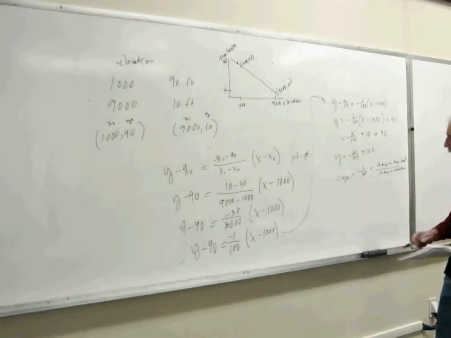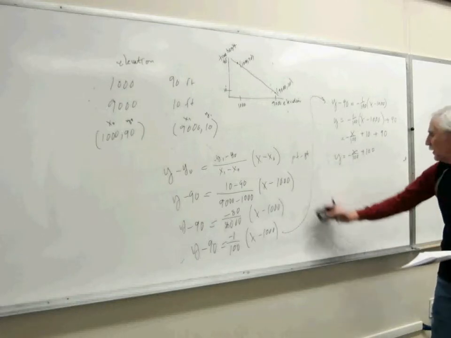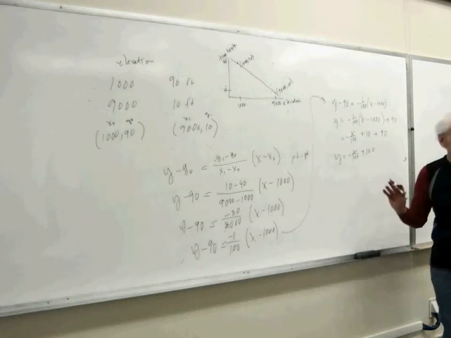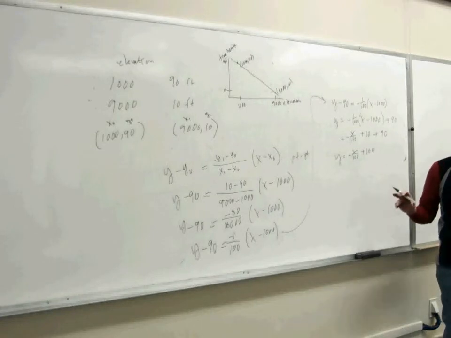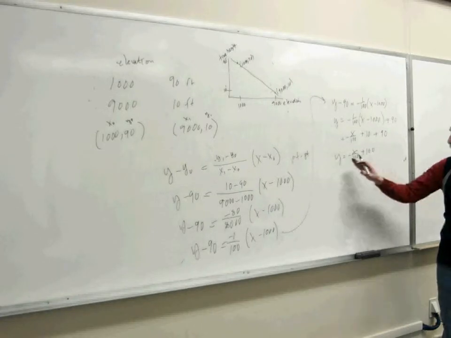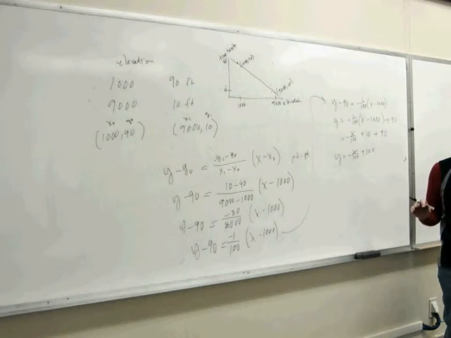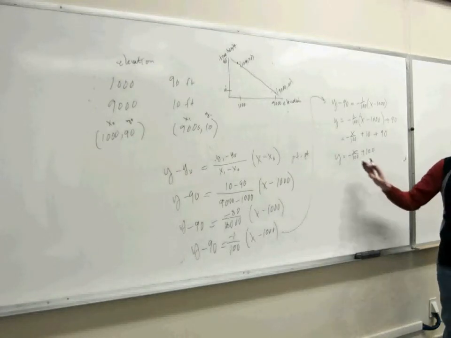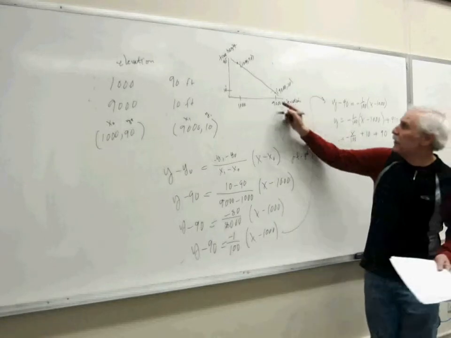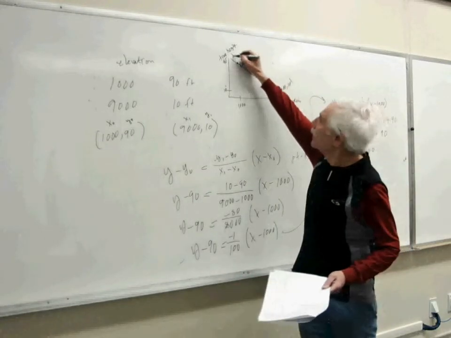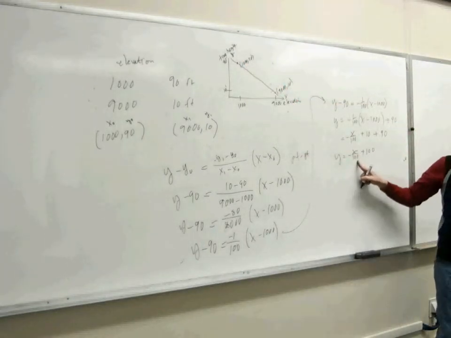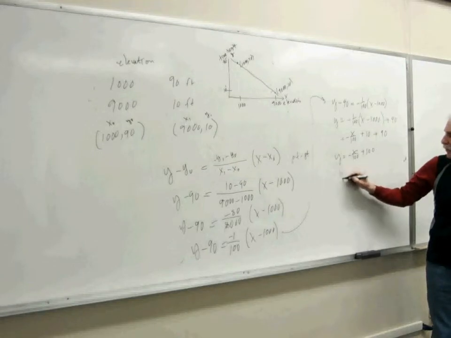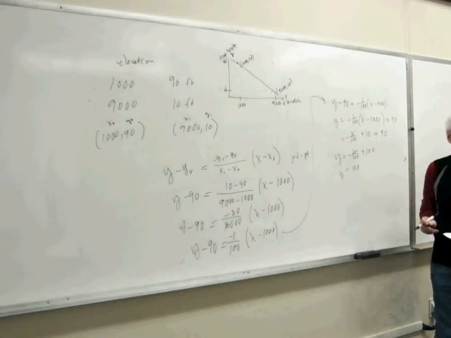What's the tree height at sea level? What does it mean to be at sea level? Zero. But which variable is zero? X. X is the elevation. This is X and Y. So at sea level, x is equal to 0. So that would tell you that the tree height at sea level is 100 feet.